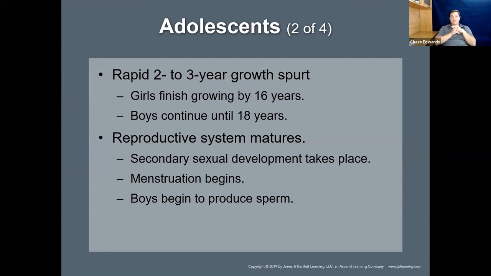Adipose tissue is what type of tissue? That's just a nice way of saying what type of tissue. Fat tissue, that's right. Menstruation usually begins during this time as well.